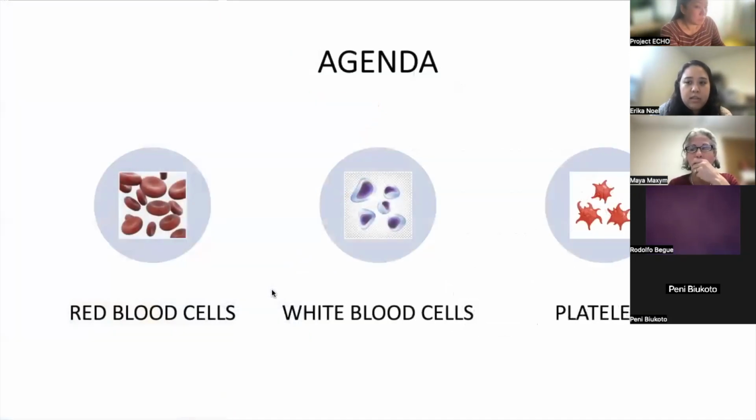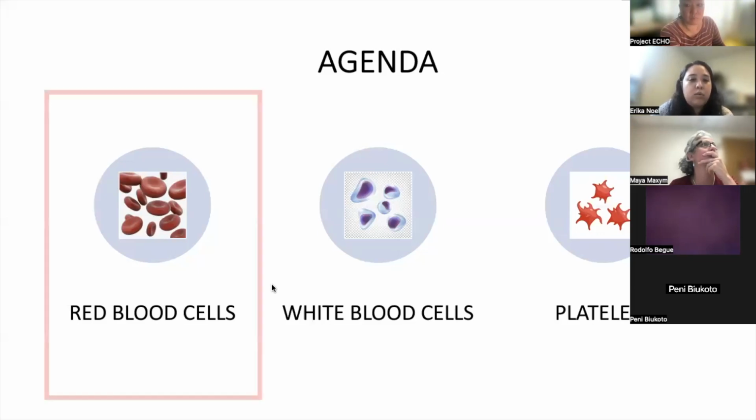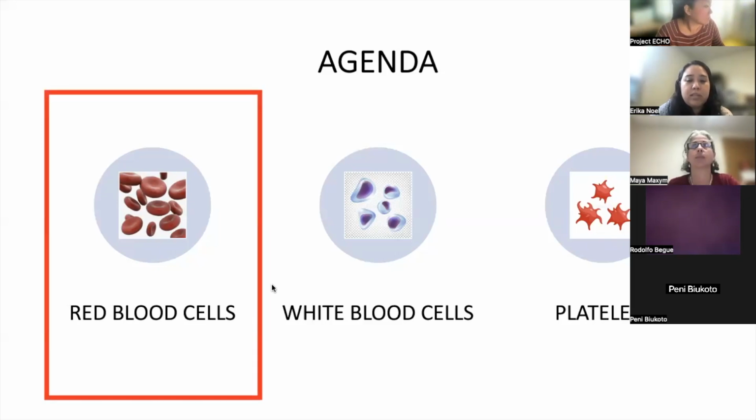So for today, I wanted to break our talk up into three categories of the CBC, which is the red blood cells, the white blood cells, and the platelets, and go through each of them on how to interpret a CBC, and what it looked like in the recent case on a step-by-step basis. So first and foremost, we'll talk about the red blood cells.